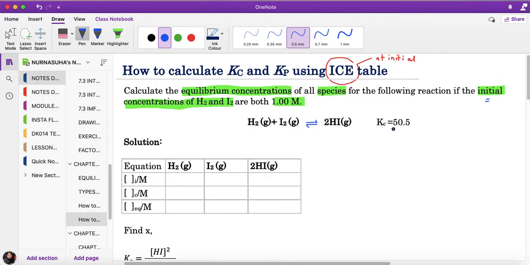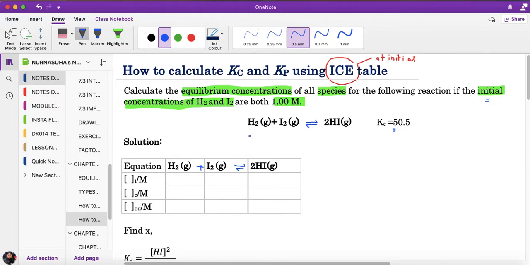So, they gave you Kc. So, for this situation, we will use an ICE table. Sorry, this one does not have the line. But I don't know why, OneNote does not have a feature to merge. So actually the equation above is H2 plus I2 reversible with 2HI. So this one you ignore the bracket, the table here is for the equation.